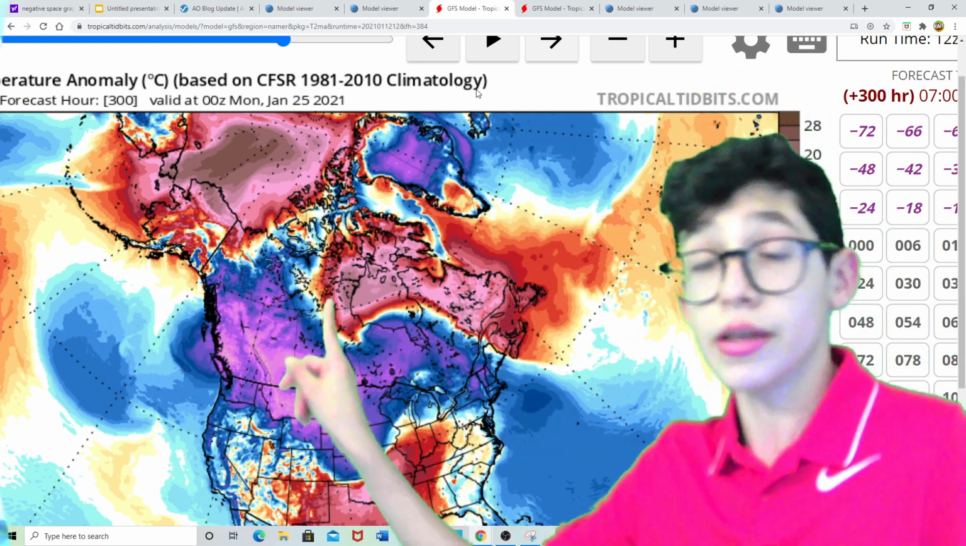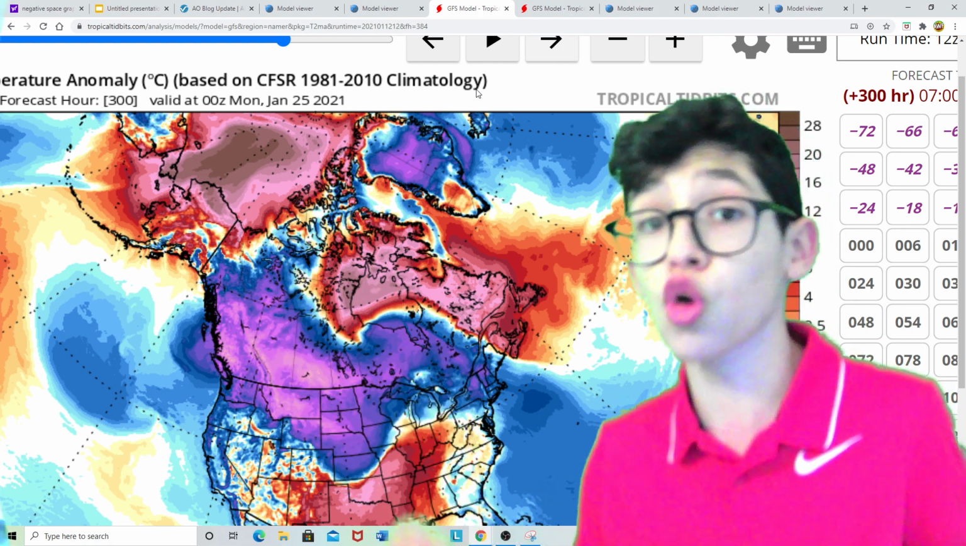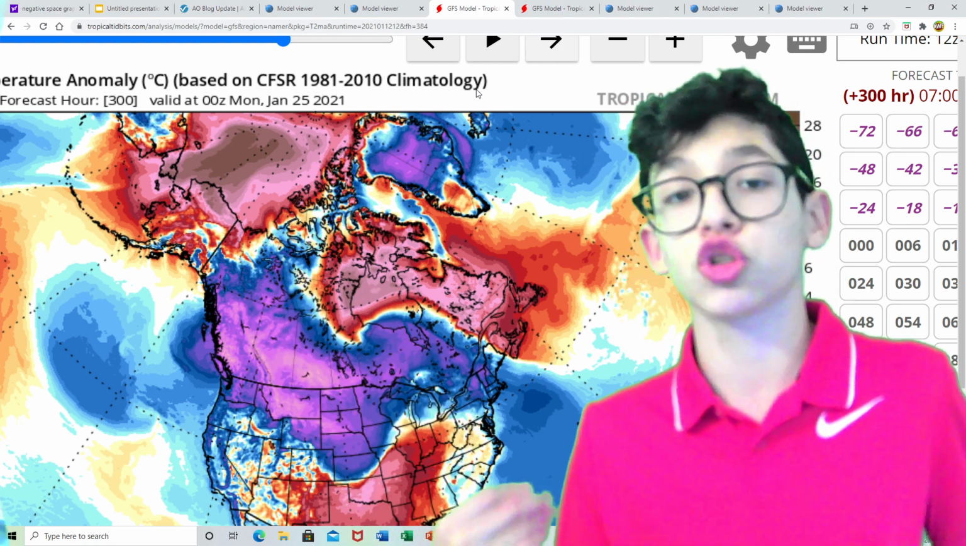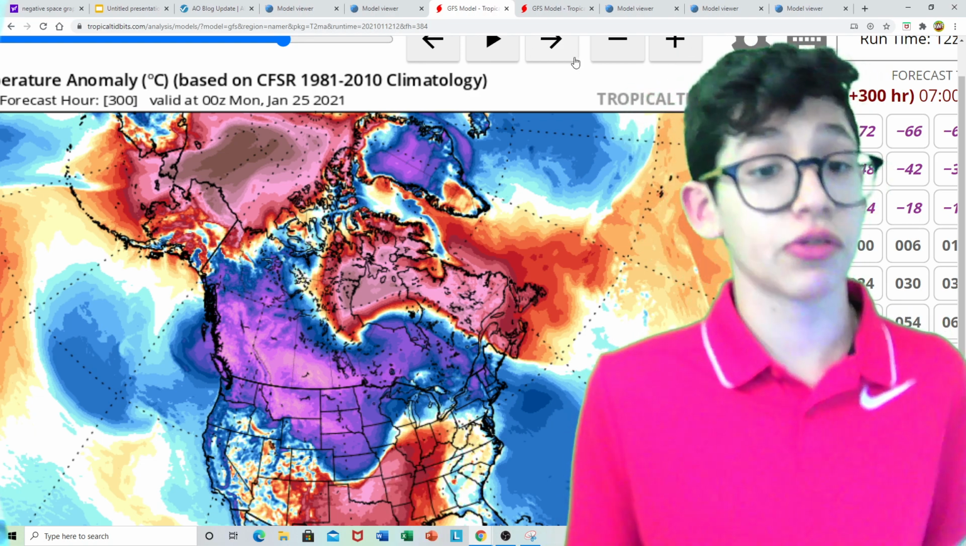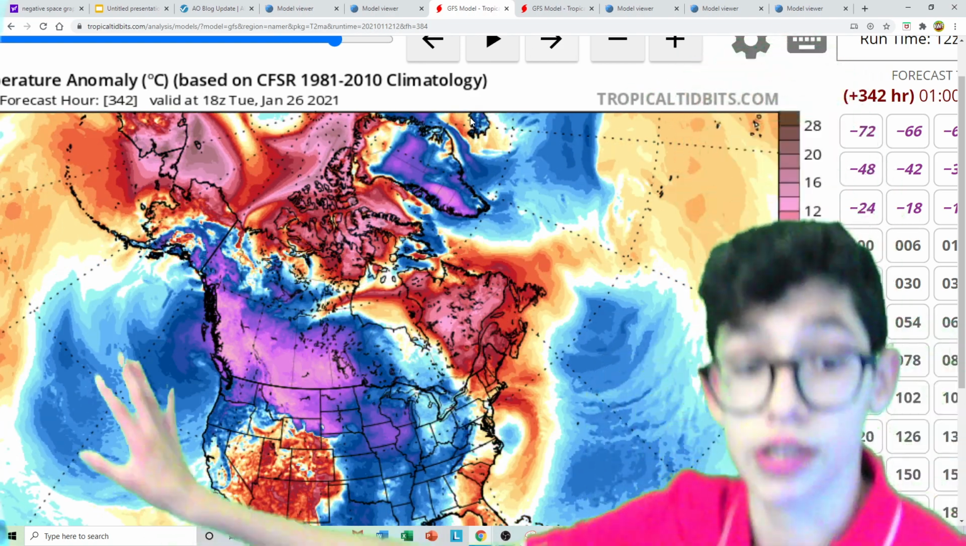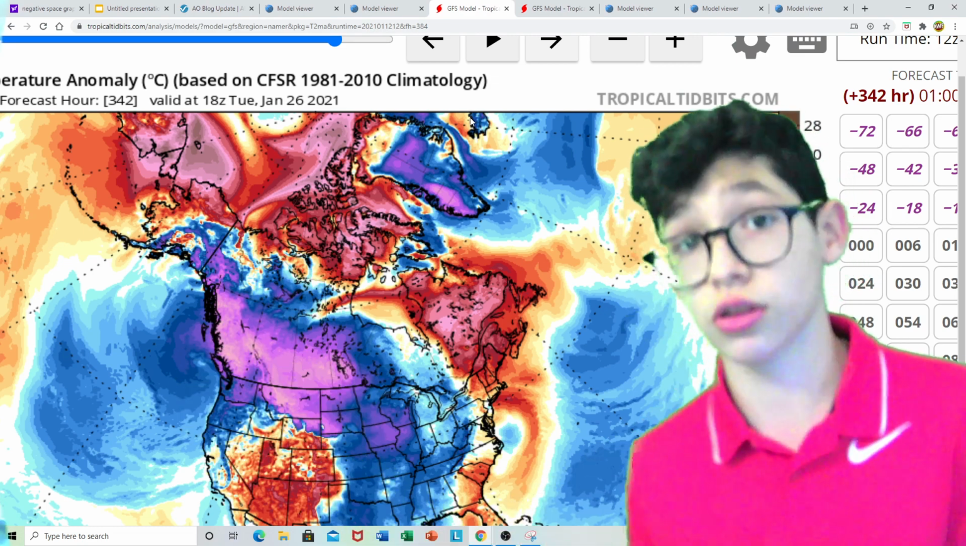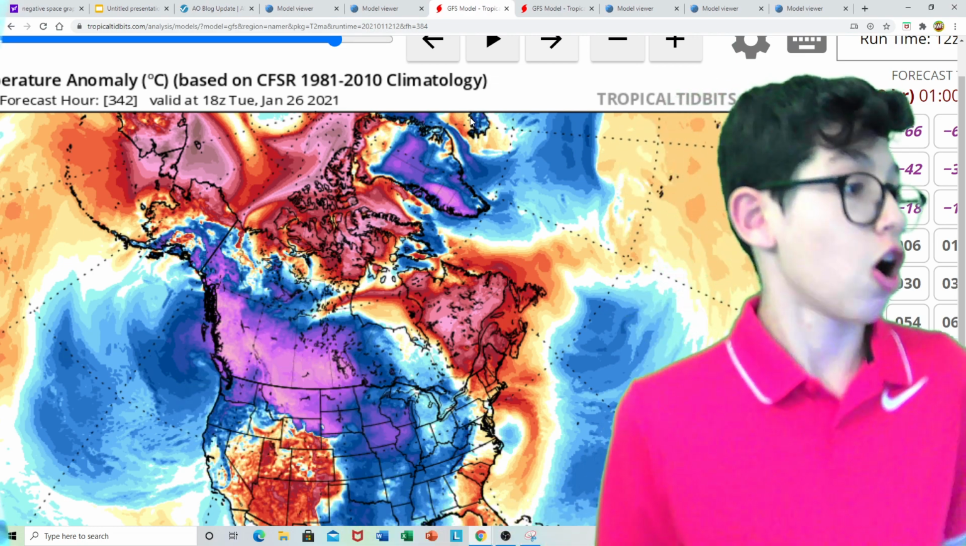There you see this whole Arctic Circle is going to be super duper warm. We're talking 20 degrees above average. The warmer the Arctic Circle is, the better the chance for that cold air to move into the United States. And there you see, boom, it blows up the Pacific Northwest on January 26th.